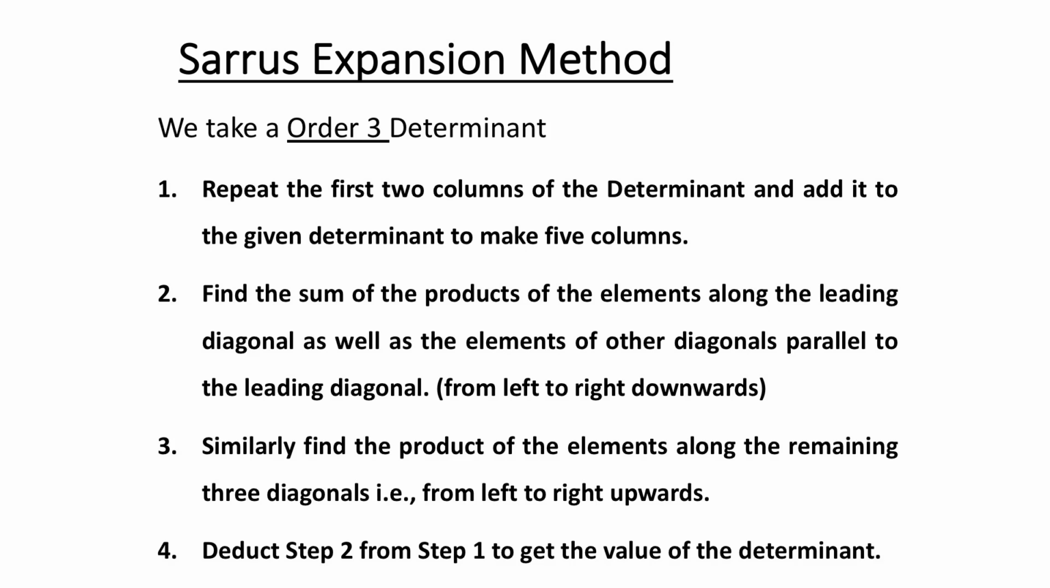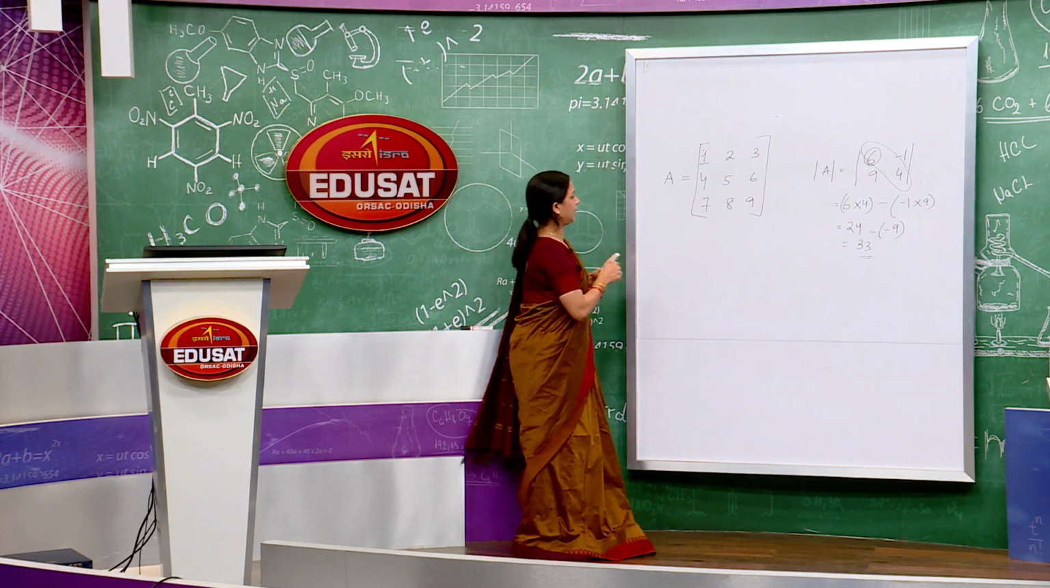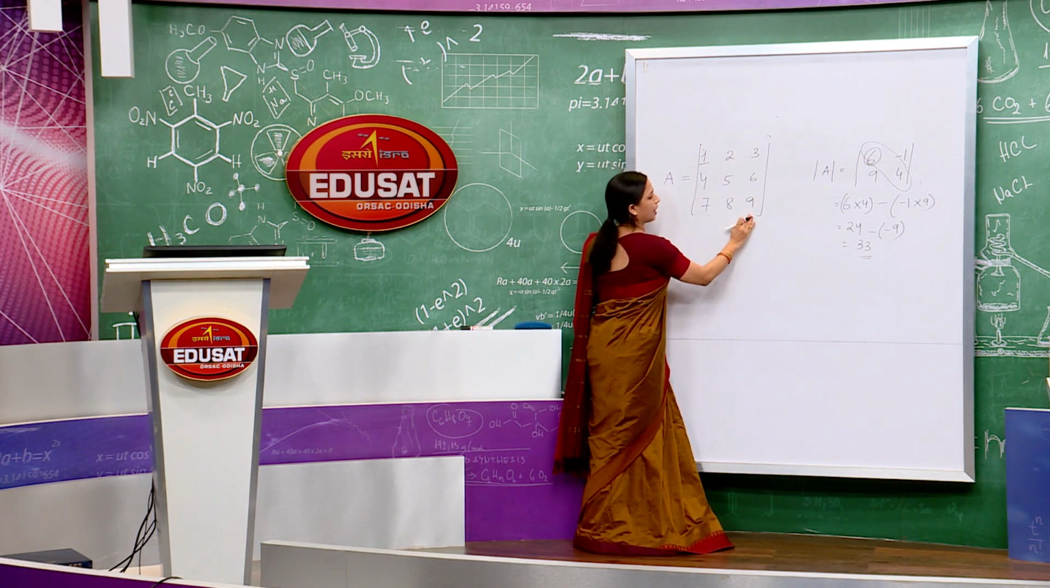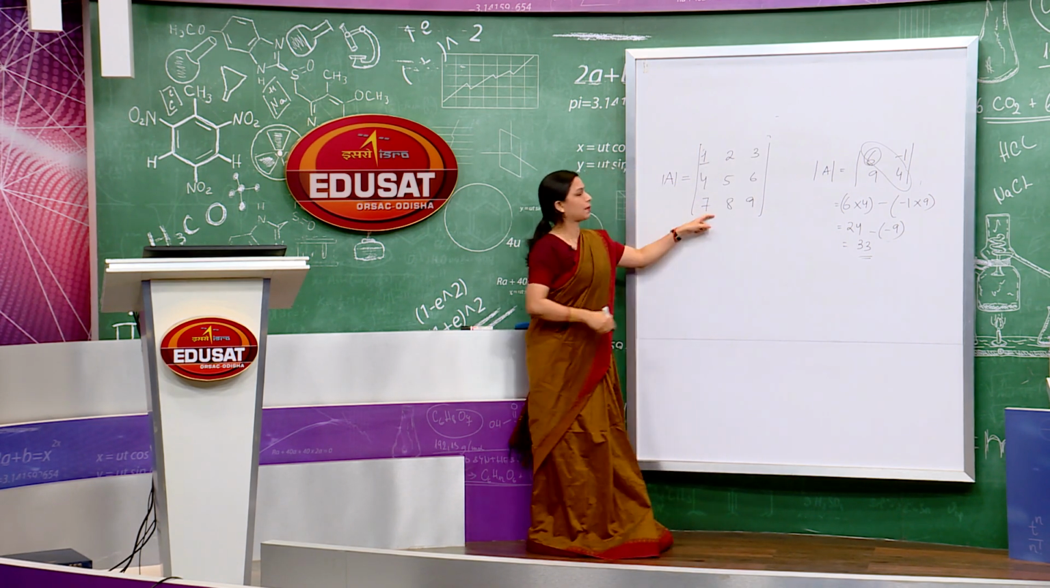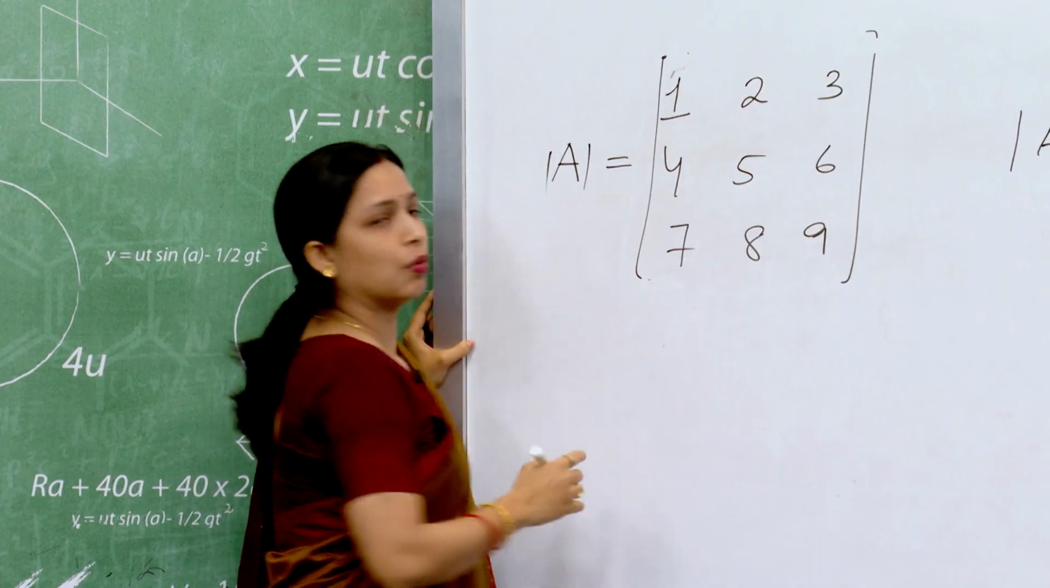Now, as you can see in the slide, there are 4 steps, right. Now, I'll give you an example. I'll show you with the help of an example how to find out the determinant value of a matrix of order 3 using the Sarrus expansion method, right. Now, let us take this example. Let us say I have to find out the determinant value of this determinant, right. Now, what is the first step?